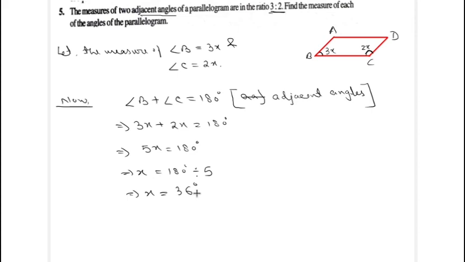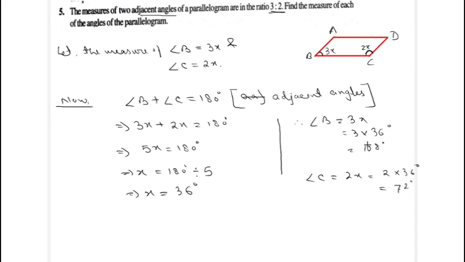Therefore angle B equals 3x, that means 3 multiplied by 36 degrees, which is 108 degrees. And angle C equals 2x, that means 2 multiplied by 36 degrees, which is 72 degrees. Okay, so angle B and angle C you have got.